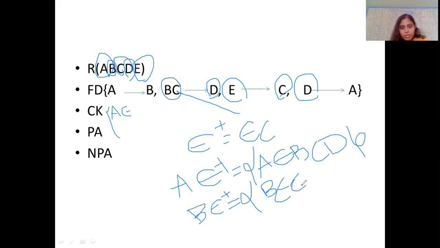Next I have C. Now B and C both I have in the list, and B and C together are determining D. So D I will write in the list. Now I'll check with D. D is determining A. So A I will be writing in the list. Since I have got all the attributes, I'll write BE in my candidate key list.